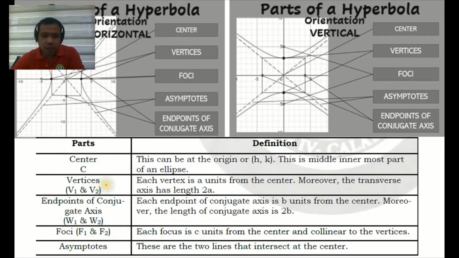For the parts of the hyperbola, first we have the center. This can be at the origin, which is 0, 0, or maybe we are using h, k, or we have a value such as -1, 5 as our center. Next, we have the vertices. Each vertex is a units from center. Moreover, the transverse axis has length 2a. So technically, 2a is equals to the transverse axis.